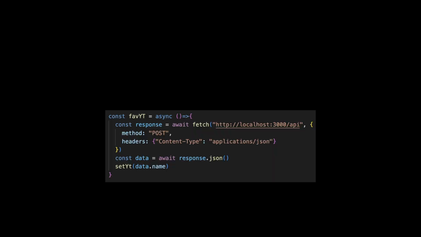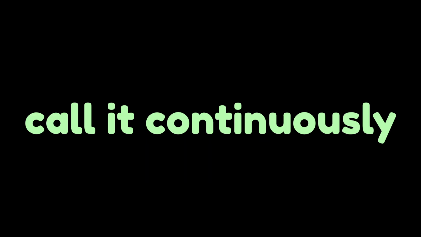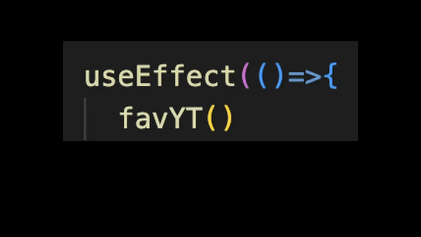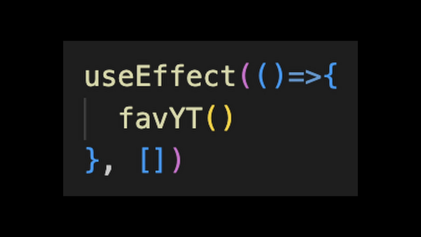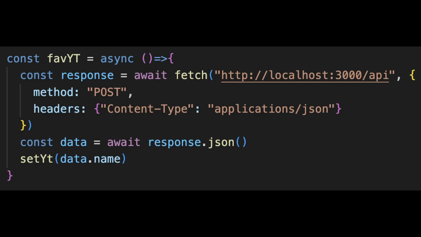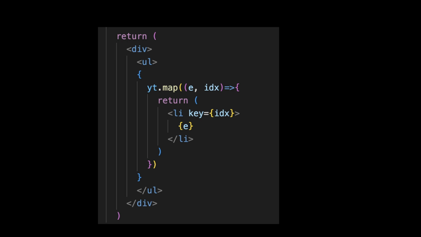Now that the function is created, we need some way to call it automatically, for which we are using useEffect and setting dependency to an empty array, so the function gets called upon the website's initial load. We will map through the elements of yt variable and display it in an unordered list.